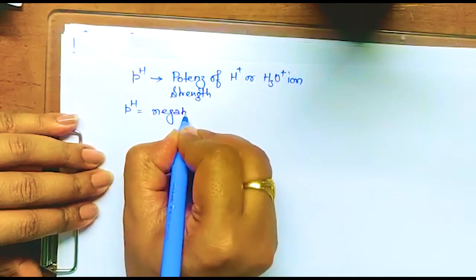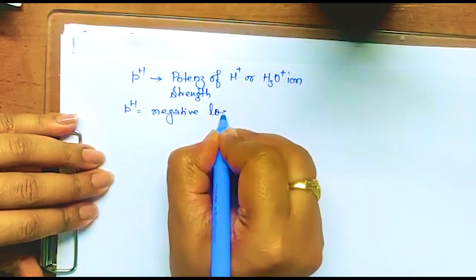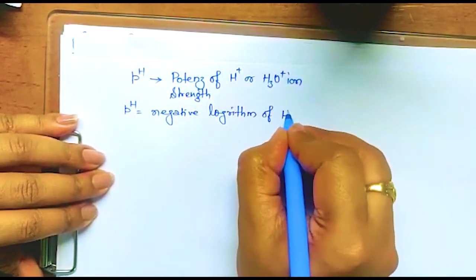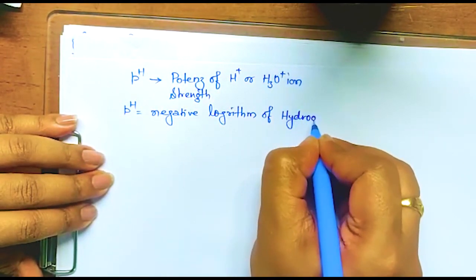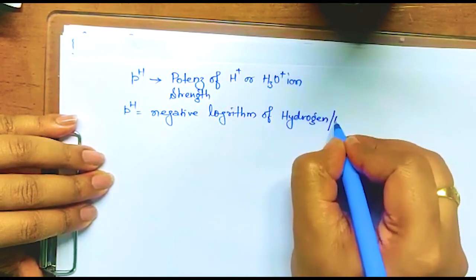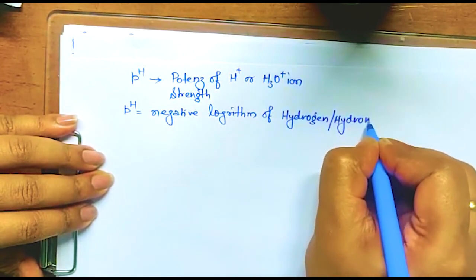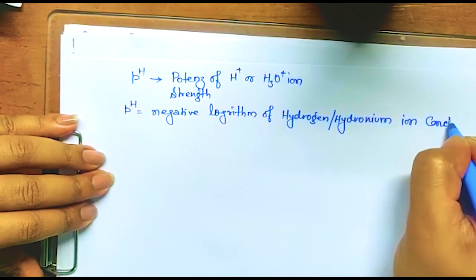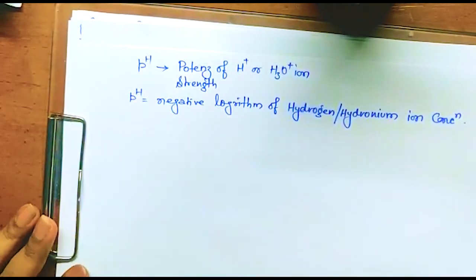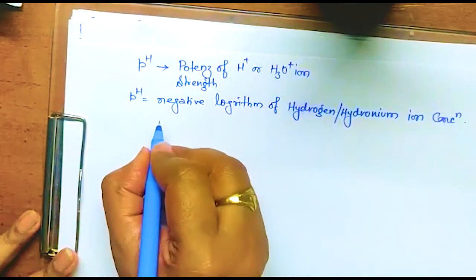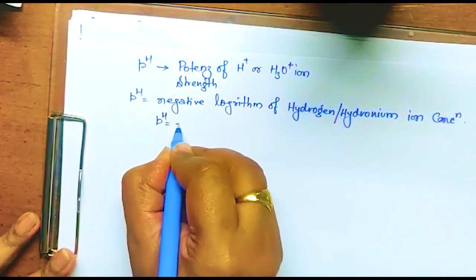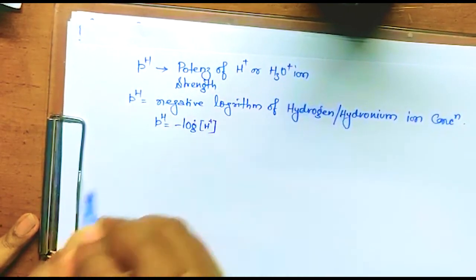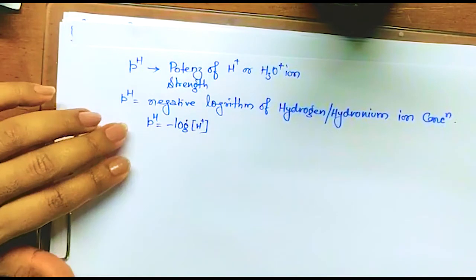Okay, so pH can be defined as the negative logarithm of hydrogen or hydronium ion concentration. Clear? Okay, so how will we write it? This is pH, the formula is minus log H plus. Clear?